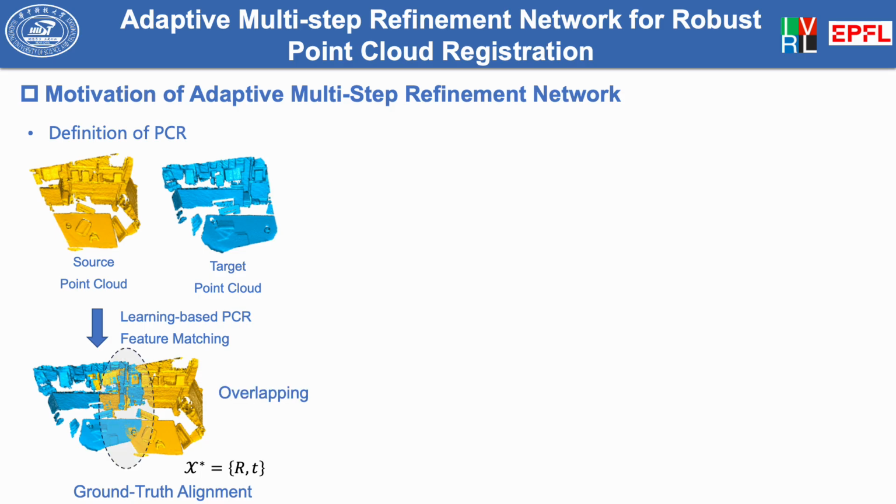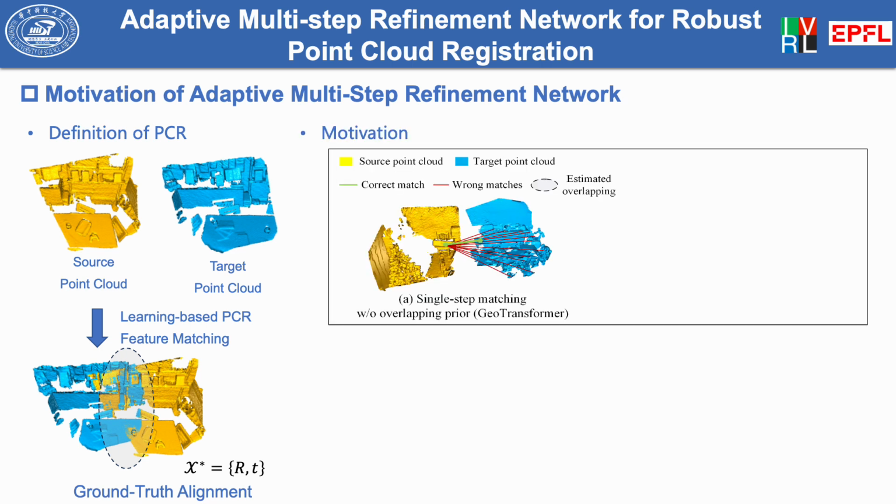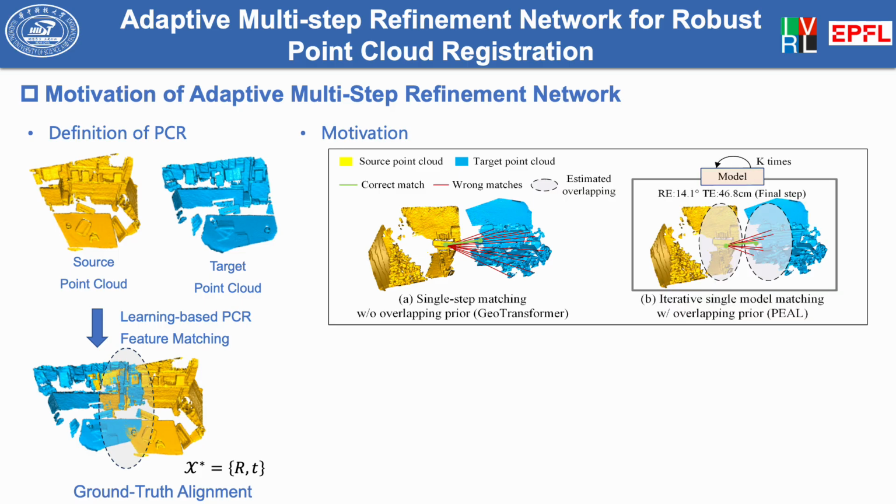While they have shown impressive performance, learning-based point cloud registration encounters challenges in low overlapping scenarios, where the overlapping rate is lower than 30%. The seminal work GeoTransformer erroneously matches one point in the source point cloud to points outside the overlapping region. The recent work Peel introduces a post-processing method to refine the registration results.